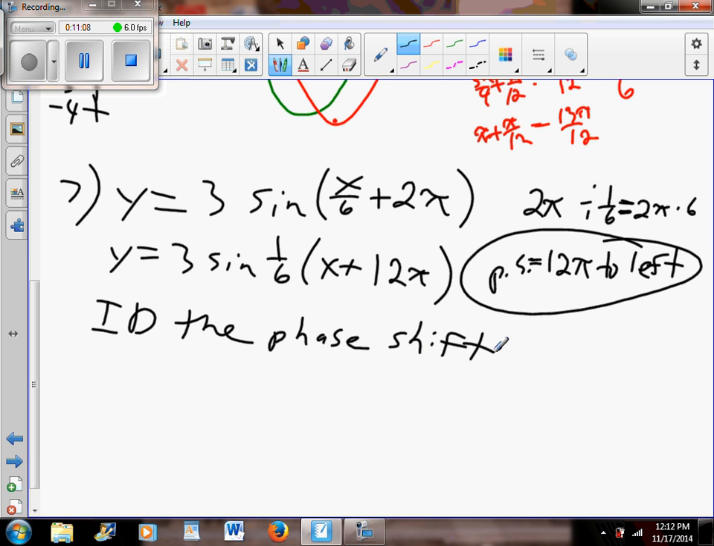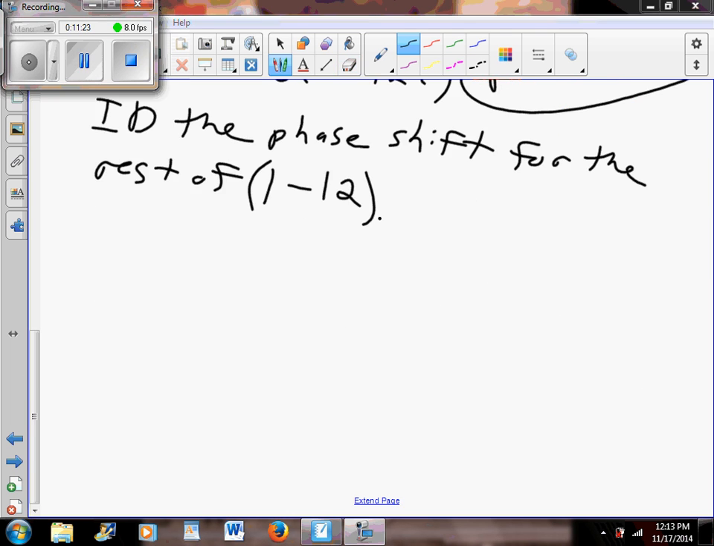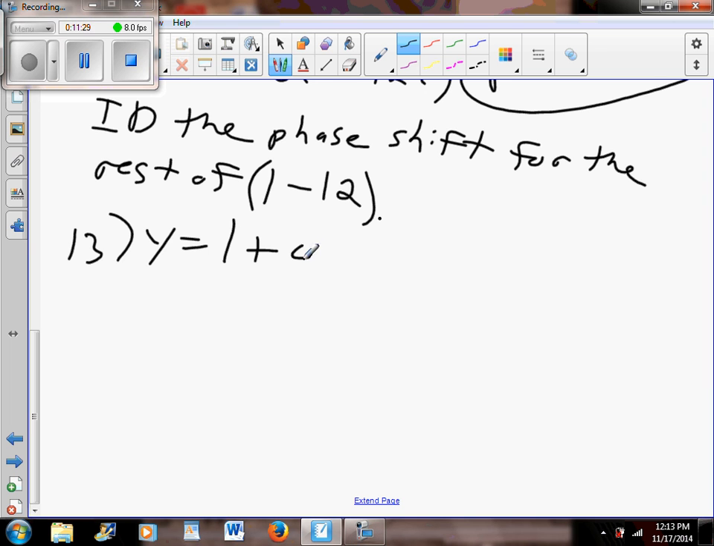Identify the phase shift for the rest of 1 through 12. Okay? On number 13, y is equal to 1 plus cosine x. All right?